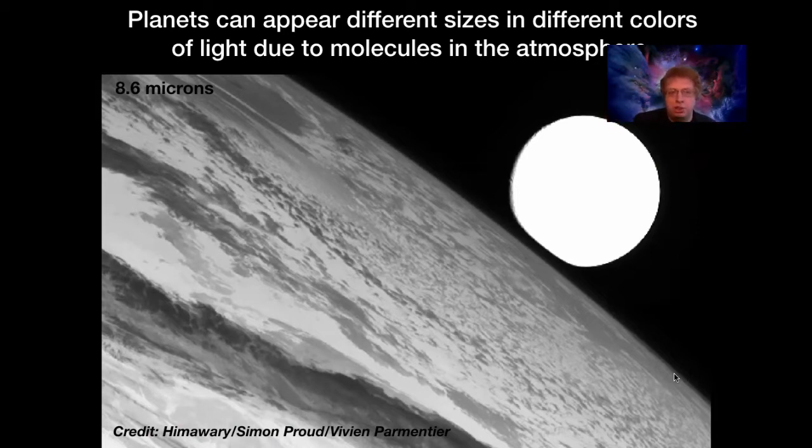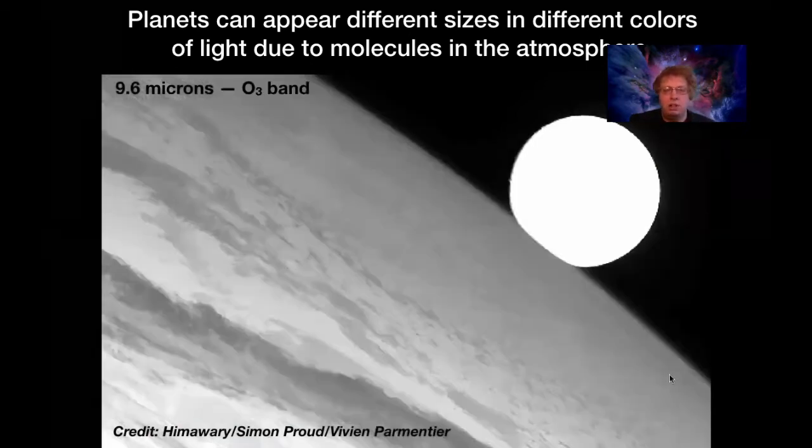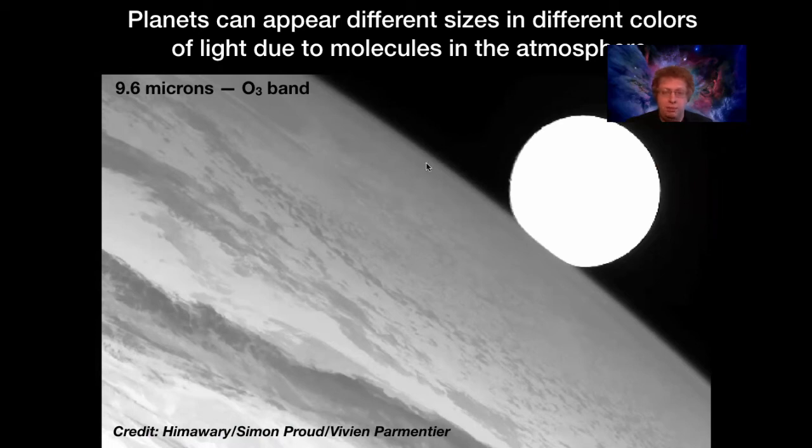So here's what it looks like if we look at a wavelength with one of these transitions. Here's a wavelength where there's a transition of an ozone molecule. You can see that our atmosphere is now opaque, and you can actually see that our planet looks bigger than it did before. I'll show you that compared again.